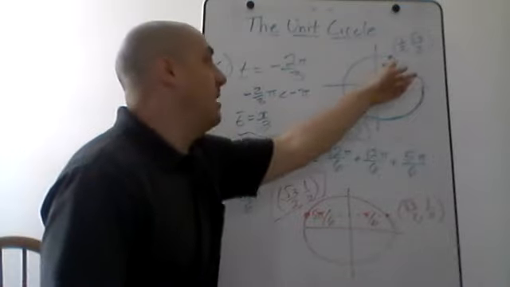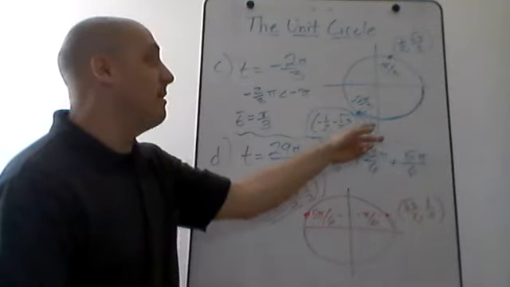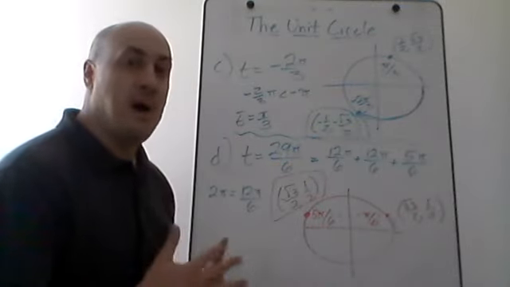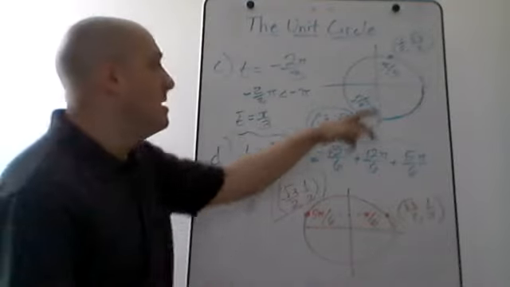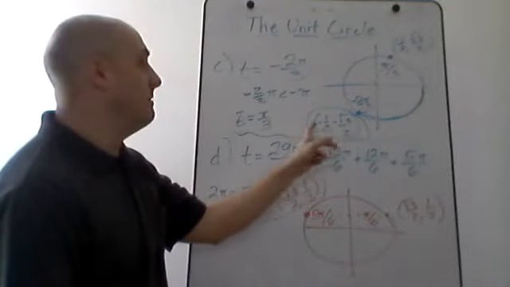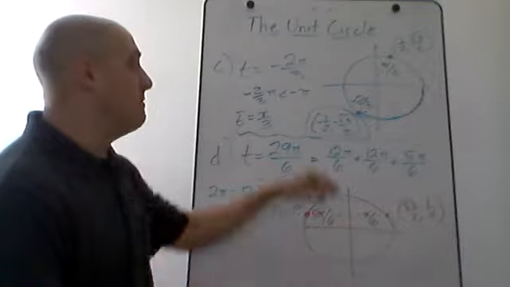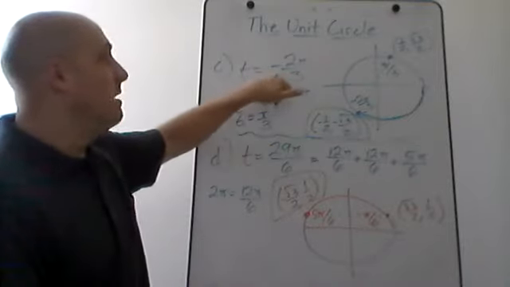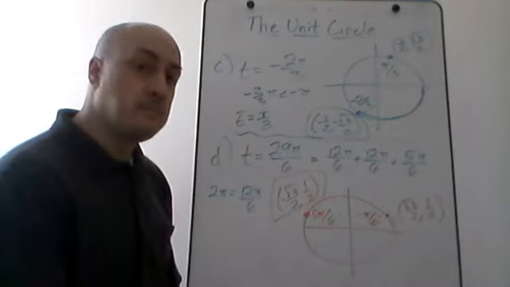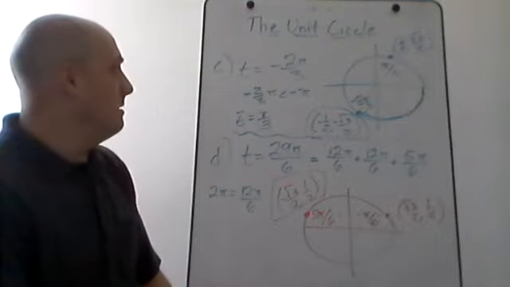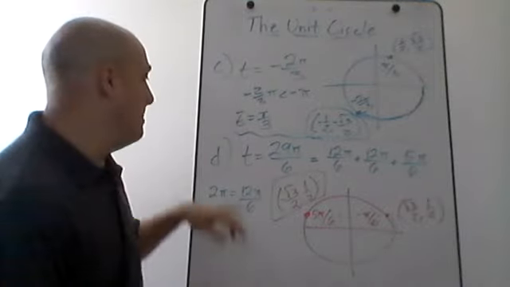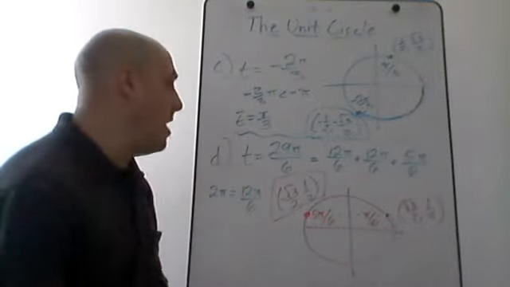I then reflect that over into the third quadrant, and in the third quadrant, both my x and y coordinates have to be negative, so I just take those numbers and make them both negative. Negative 1/2, negative root 3 over 2, that's my terminal point for negative 2 pi over 3. All right, so that's our example there. And then the last one we have t equals 29 pi over 6.